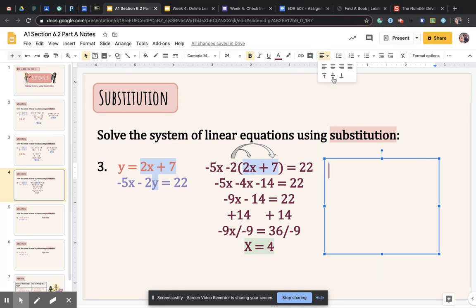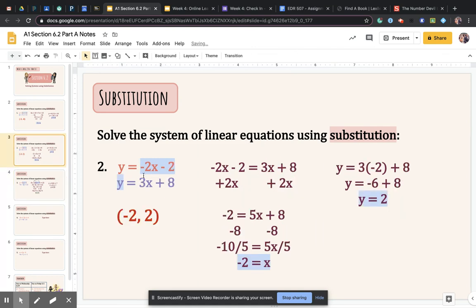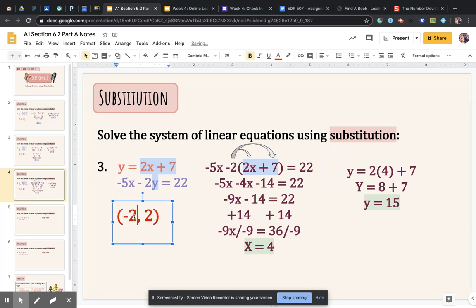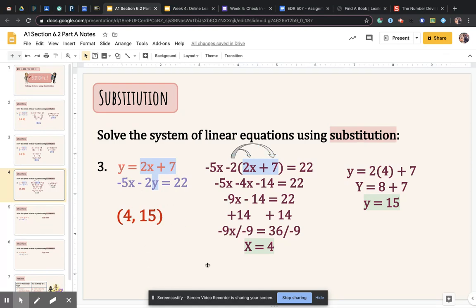So I am going to do y is equal to 2 times 4 plus 7. And when I do that, I get y is equal to 8 plus 7. So y is equal to 15. I wrote 14. So that is our answer for y. So again, I'm just going to take the red from above, copy and paste it, and then change my value. So x is 4, and then y is 15. That's our point of intersection.